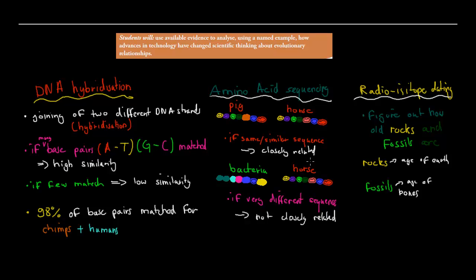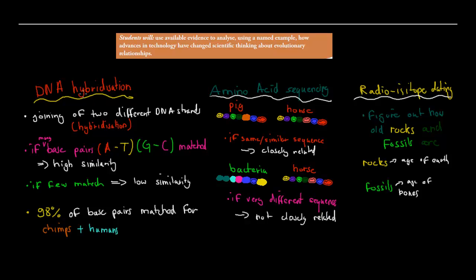Then it says students will use available evidence to analyze, using a named example, how advances in technology have changed scientific thinking about evolutionary relationships. We went through 3 technologies and how they changed our thinking about evolutionary relationships. Before we had these technologies, we couldn't really look at DNA, or compare proteins or DNA from different animals. But with these technologies, we started to be able to do that.